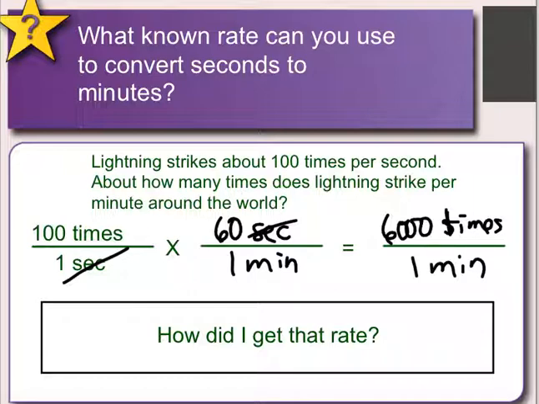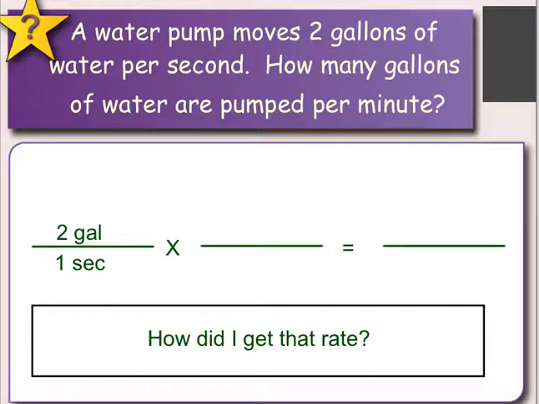So that's still a unit rate, we just now have minutes as our 1 unit. Okay? 2 gallons in 1 second, how many gallons per minute? We're going to use that same 60 over 1 minute to get there.